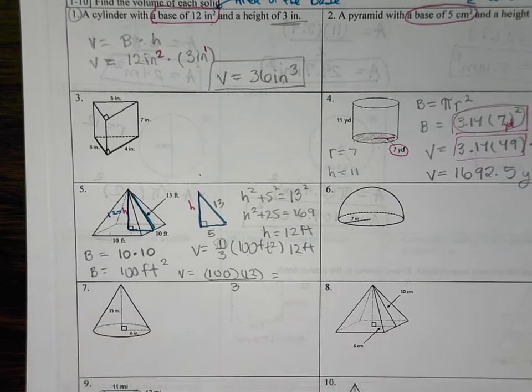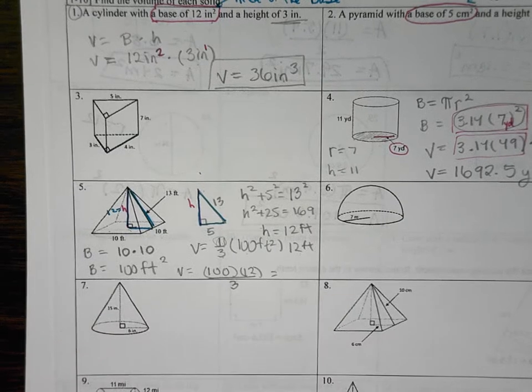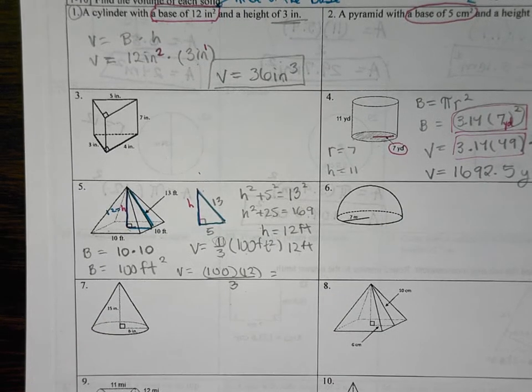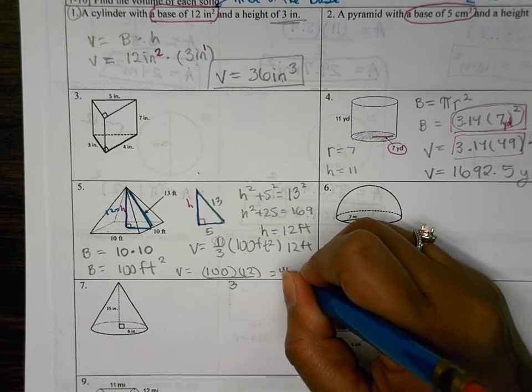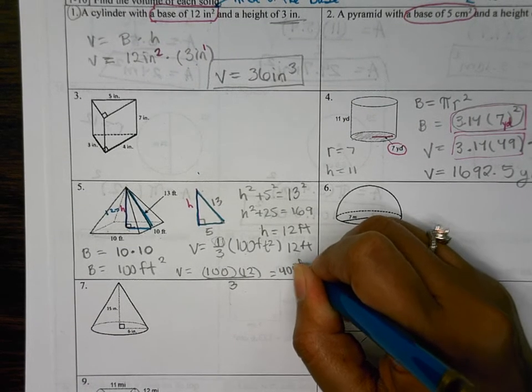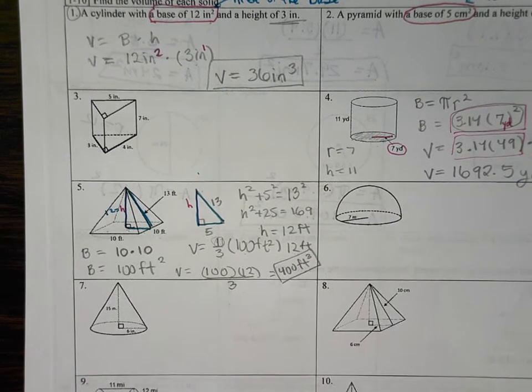100 times 12, technically times this 1, but that 1 doesn't change anything. 100 times 12 times that 1 and then divide by 3. Go ahead and plug that in now. What is it? 400. 400 feet what? Cubed.